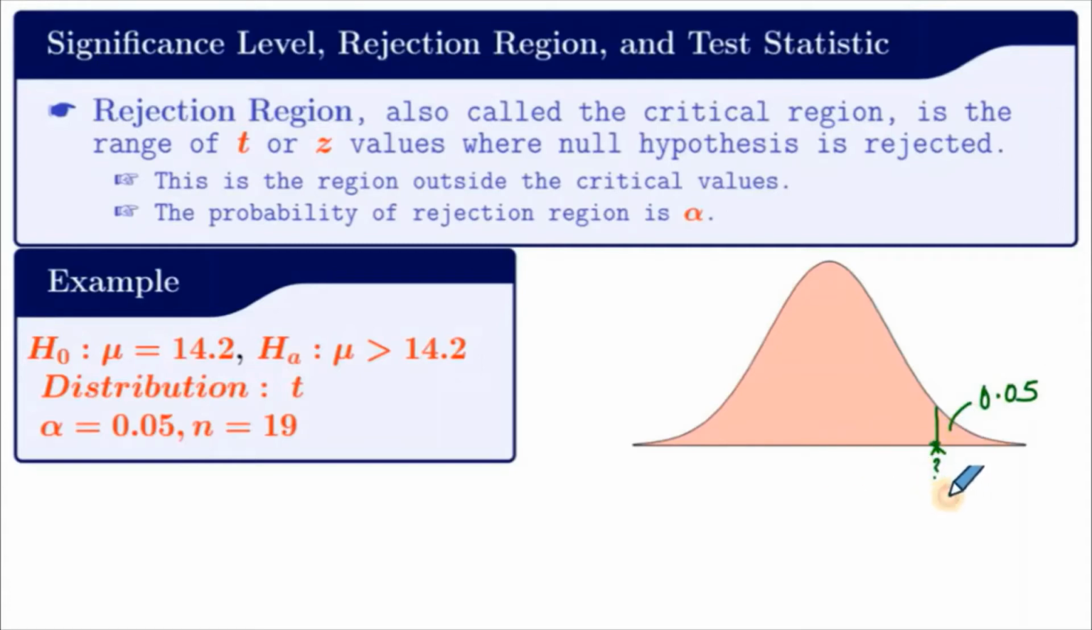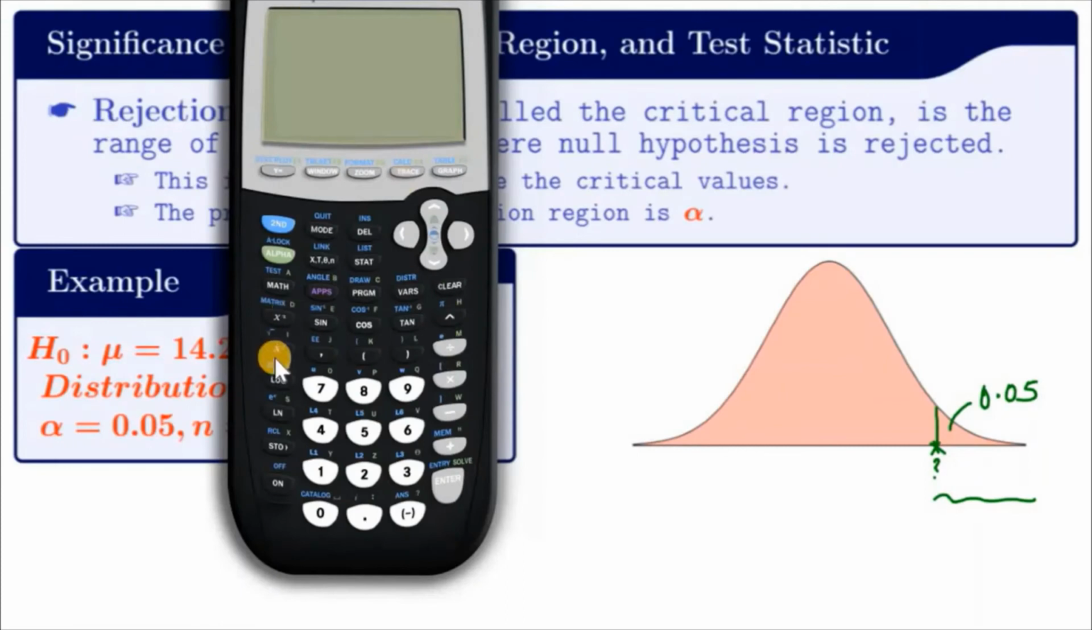And this will be our rejection region. So now to find this boundary value, we can use a TI calculator, Excel, or table. For this particular example, I'll be using a TI calculator to find the critical value. So for that, let me pull up my calculator on the screen.